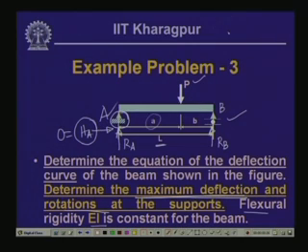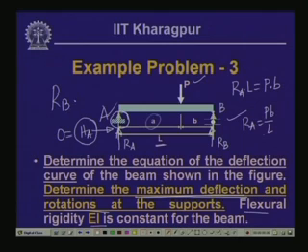Now, if we take the moment of R_A and the load with respect to B, then we have R_A times L, which is in a clockwise direction, equals P times b, which is in an anticlockwise direction. So, R_A is equal to Pb by L, and since R_A plus R_B equals P, R_B will be equal to P minus Pb by L, which is equal to Pa by L. So, these are the values of the reactive forces R_A and R_B.